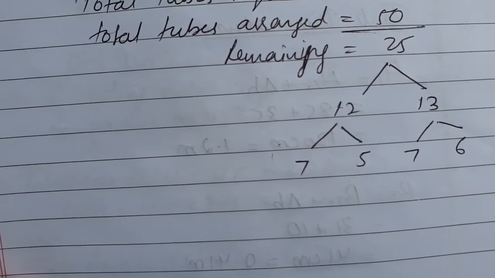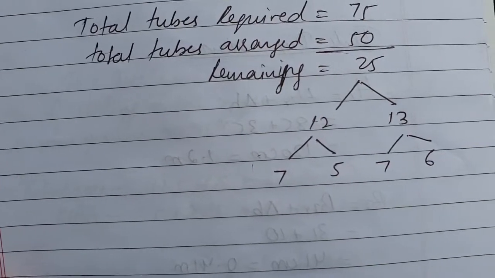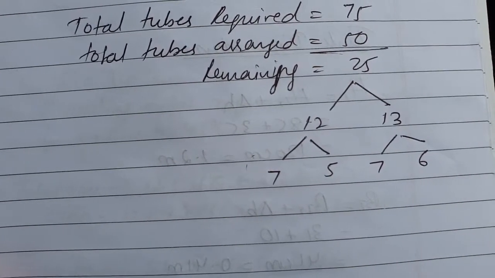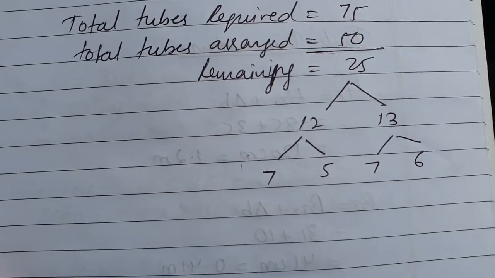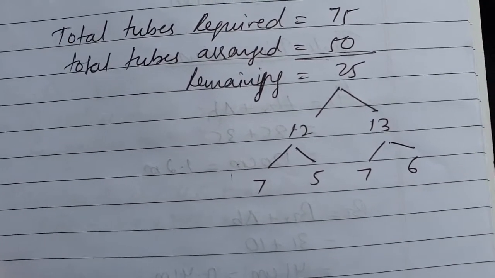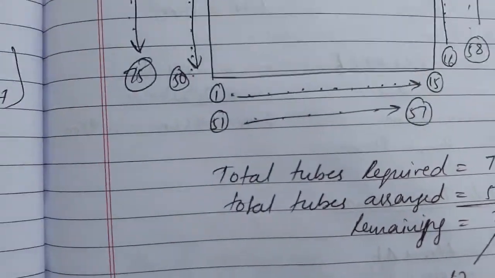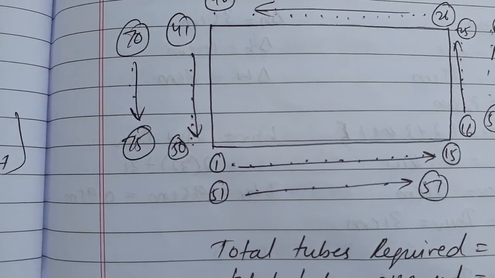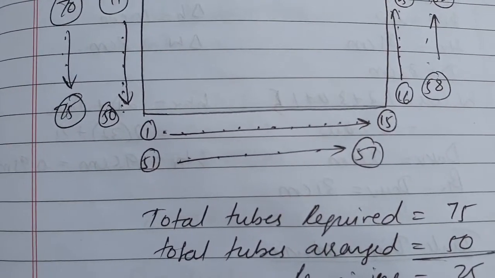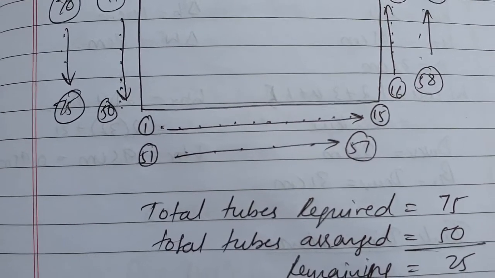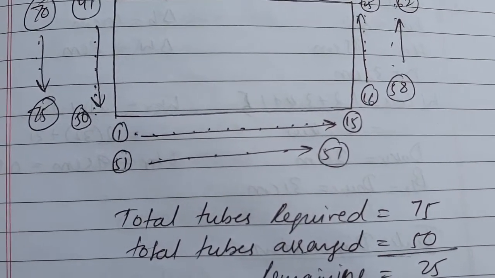Next, in the second arrangement, along the length we are going to place 7 cooling tubes, and along the breadth we are going to place 5 and 6. So let us do this one. The last cooling tube placed along the breadth is number 50. So let us start with 51. And how many are we going to place now? 7. So therefore 51 to 57 I am placing along the length.